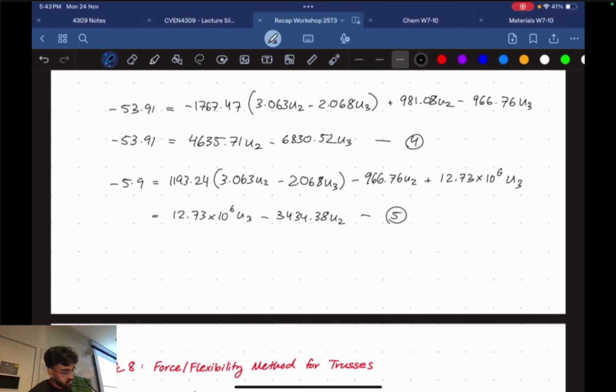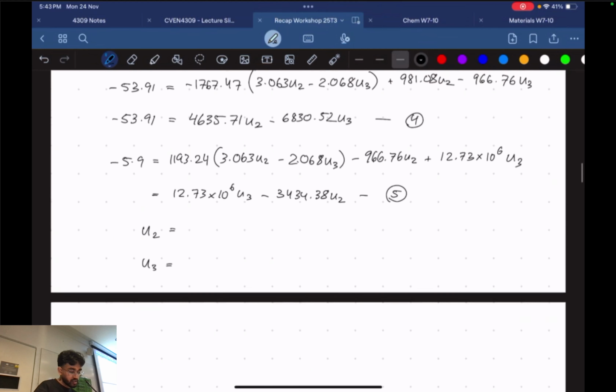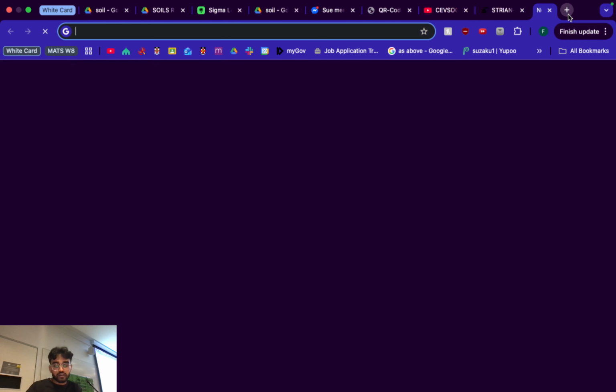So I'm going to solve equations number 4 and 5. You end up getting U2 is equal to something, U3 is equal to something. My god, this is so much work. This is why I don't like this topic, but let me quickly figure it out.